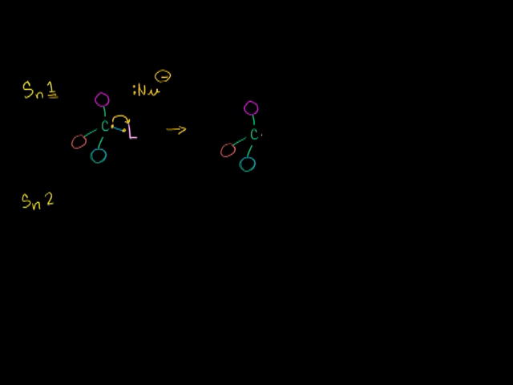Let me erase this right here so you don't think that electron is still there. So it now has a positive charge. The leaving group, which was neutral, took an electron, so it now has a negative charge. The leaving group now has at least two valence electrons there. It has a negative charge, probably a lot more.